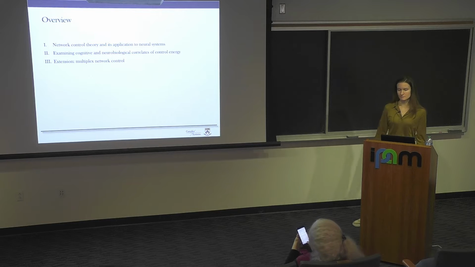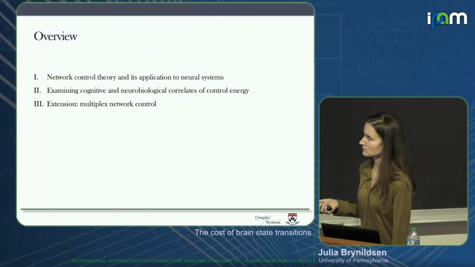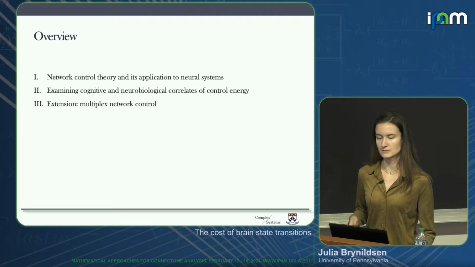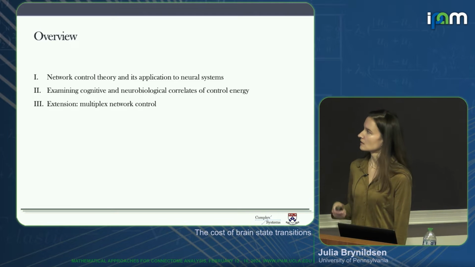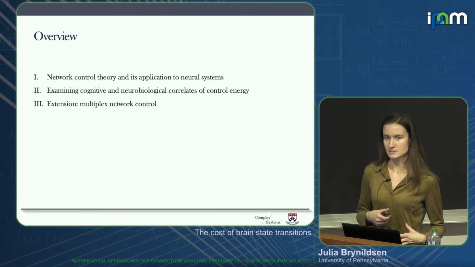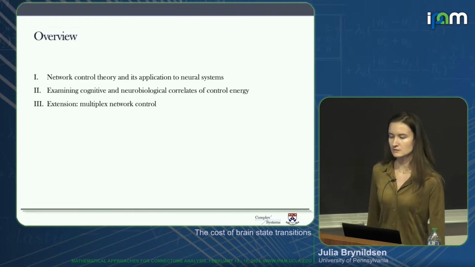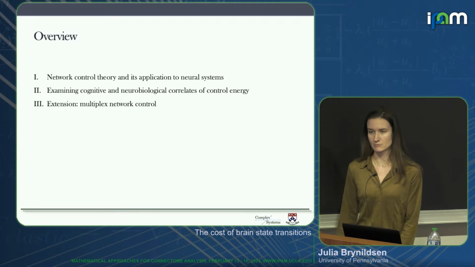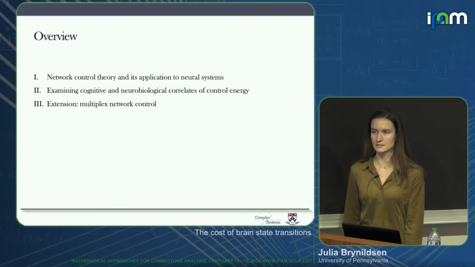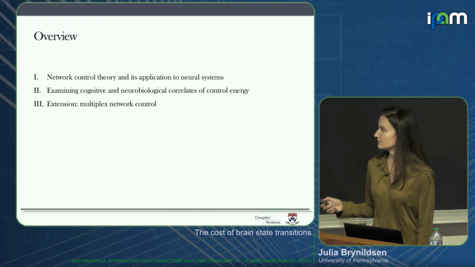So I'd like to start off by just introducing the network control model and how we use it to study neural dynamics. I'll talk about some recent studies from our group that have begun to look at the relationship between cognition and control energy, as well as underlying neurobiology. And then finally, I'll talk a little about some ongoing work that's aimed at extending the network control model to multiplex representations of the brain.